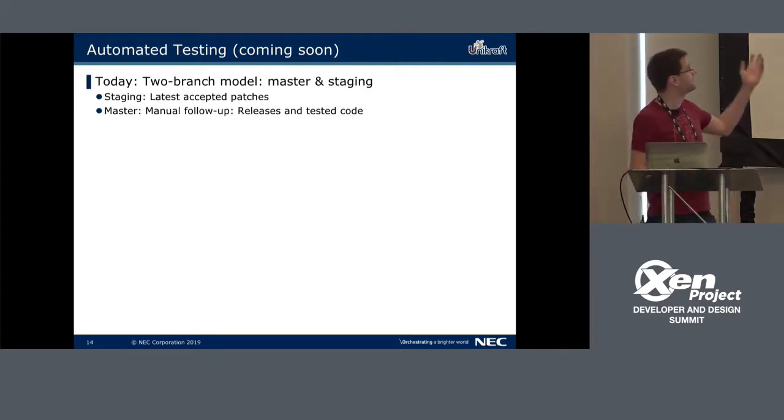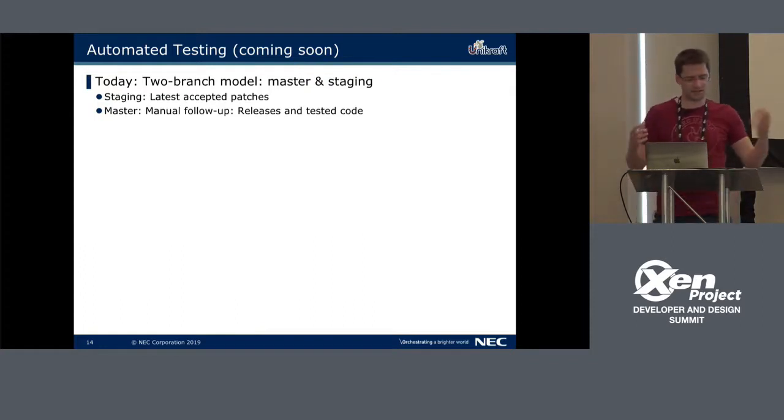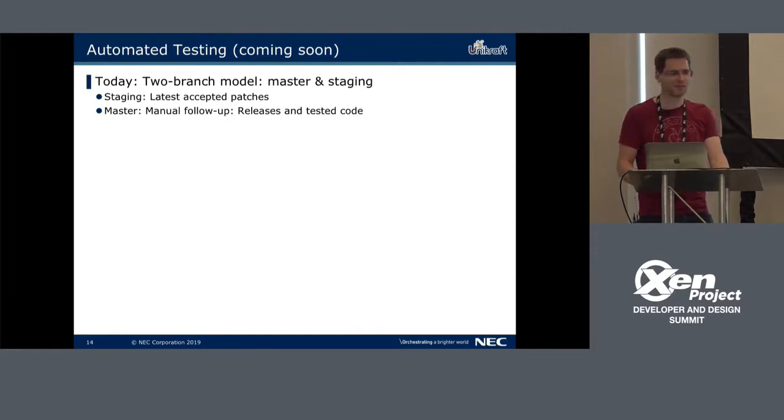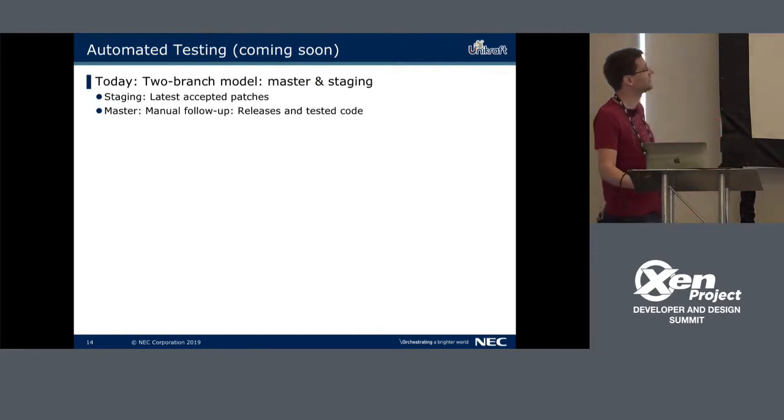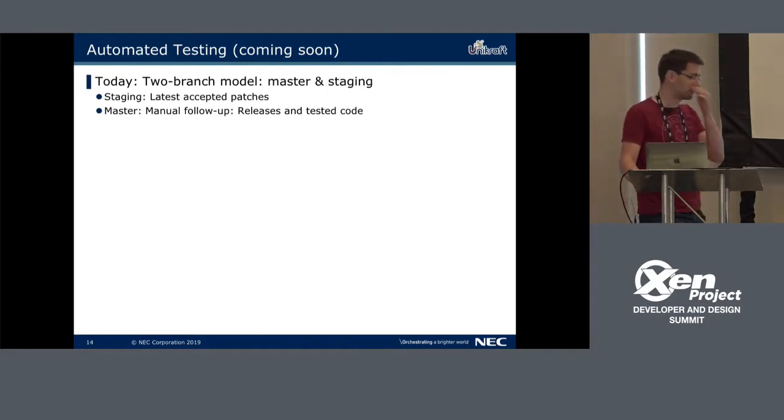So what we have today, and this is taken as an example from our mentoring project, the Xen project, is these two branches, master and staging. On staging, we have the latest accepted patches. So currently, if you do development, you should always take the staging branches. And on master, we do a manual follow-up on the staging branches with, let's say, manual testing. The release tags are also on the master branch.